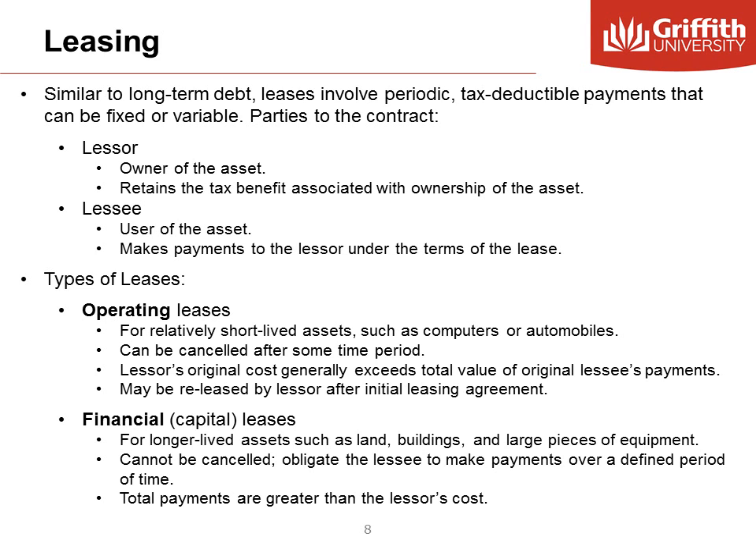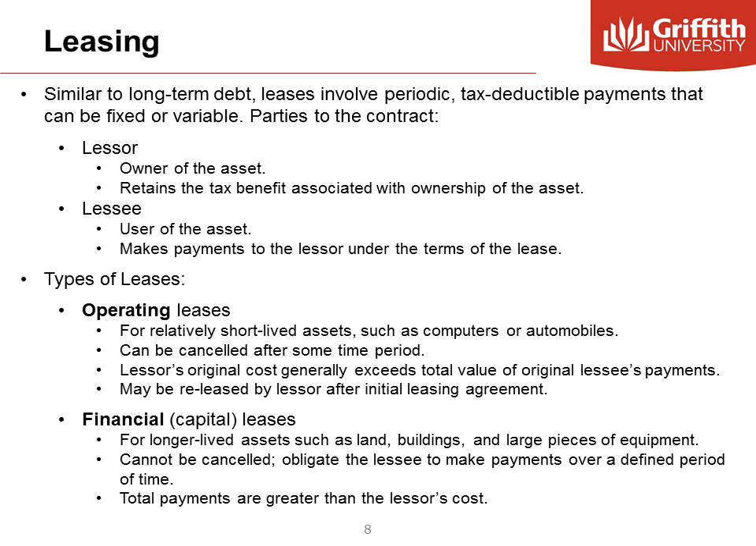Like that, having a lease involves periodic tax-deductible payments, either fixed or variable. The two parties to the contract are the lessor, who is the owner of the asset, and the lessee, who is the user of the asset. There are two basic types of leases. The first is the operating leases for assets with short lives like photocopier machines, computers, and cars, where the lessor has the option to cancel the lease by paying a cancellation fee.